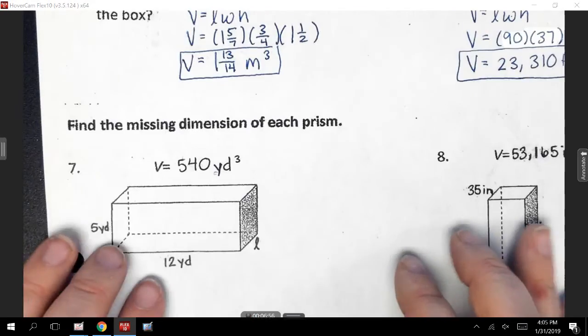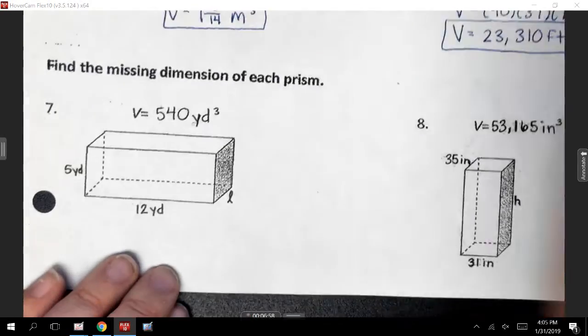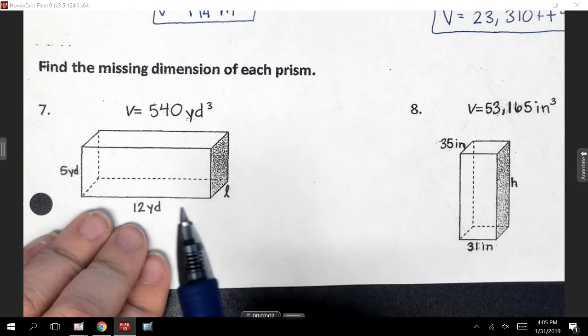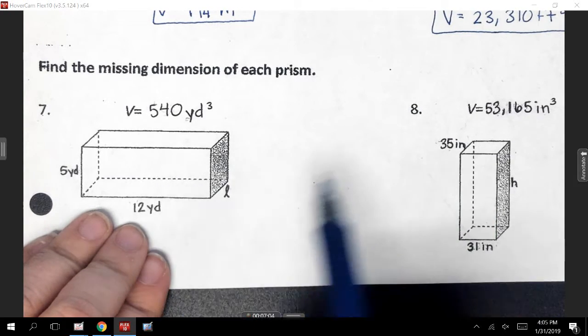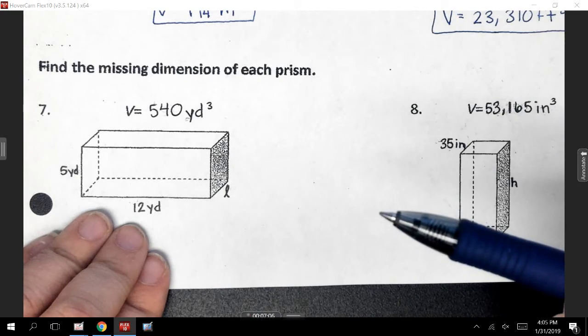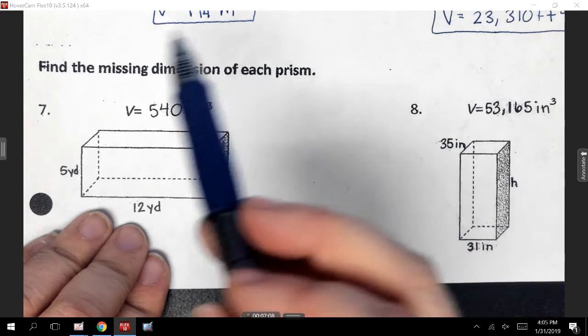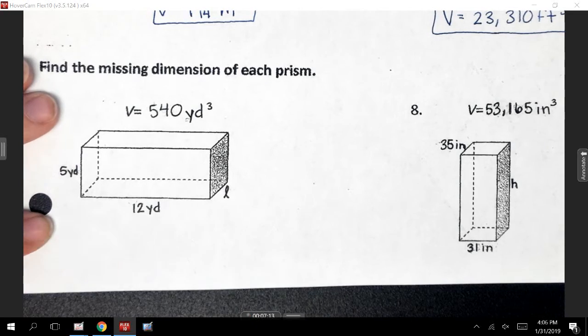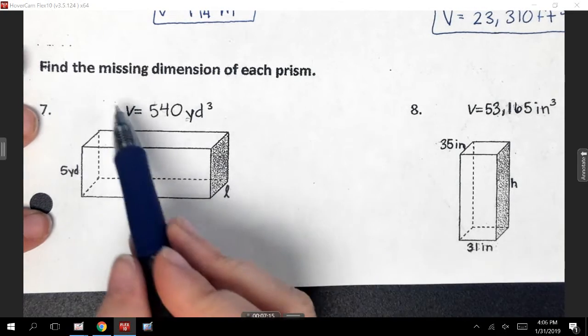All right, numbers 7 and 8. These are problems I've seen a lot of questions about today, finding the missing dimension. All right, we did one like this actually on Monday. Monday, we did our math workshop. We copied it off the front board. And Monday, number 2, was finding the missing dimension. So that's a good problem to look at if you do need a little bit more guidance than these two.